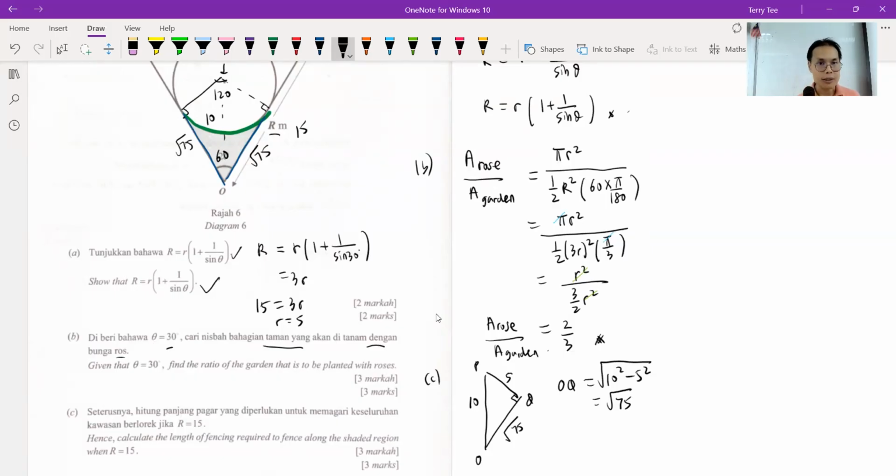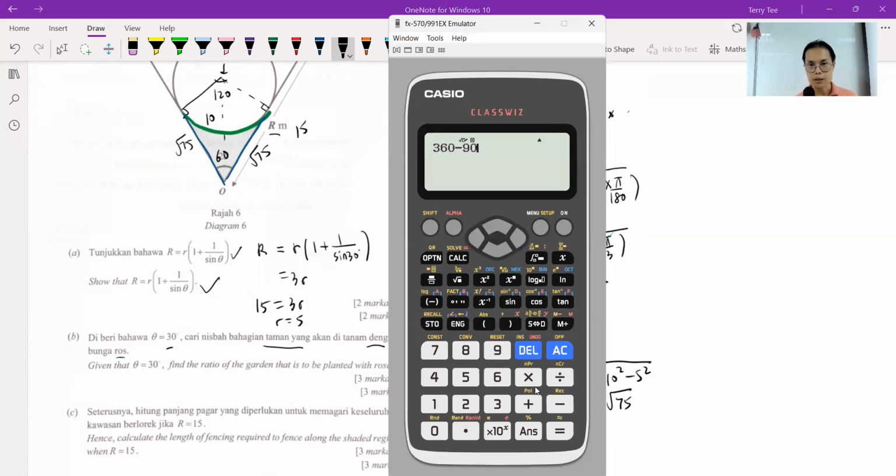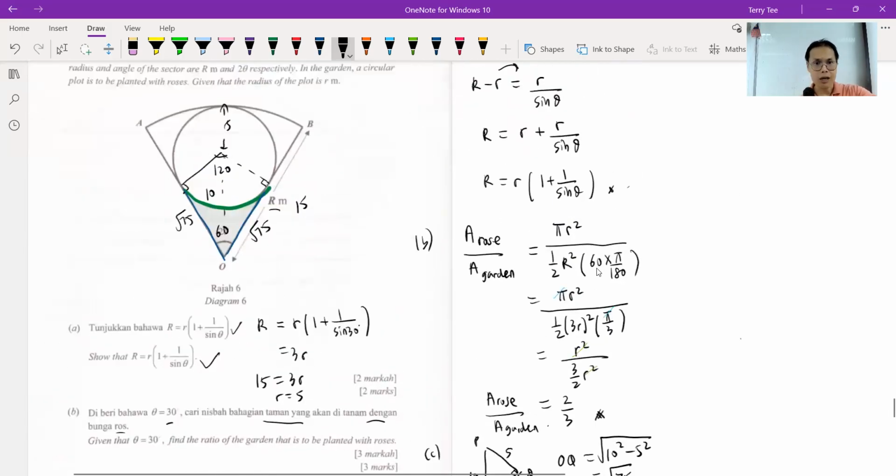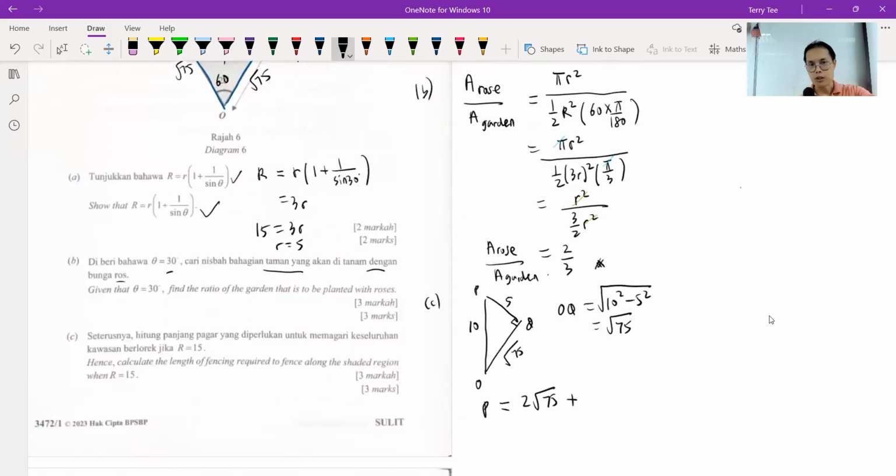Okay, we know this is 120, because, if you don't believe me, 360 minus 90 times 2 minus 60 is 120, yeah. Okay, so we take your perimeter of the garden, or should I say panjang pagar, length if you want. Basically the perimeter is 2 times root 75 plus r theta. And your r is small r here, guys, which is 5. Your theta is 120.